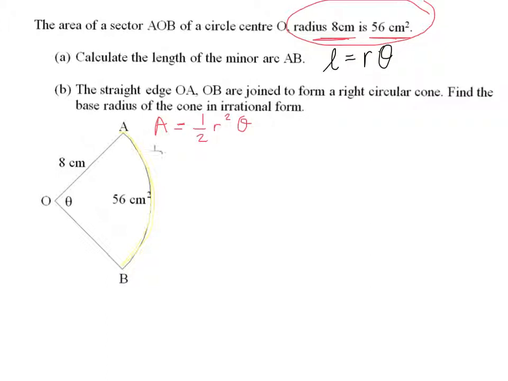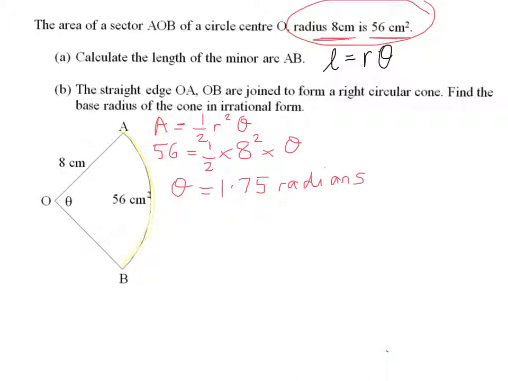The area is 56. And the radius is 8. And then solving that equation to find theta, and you get theta is 1.75. And remember this formula, theta is in radians.